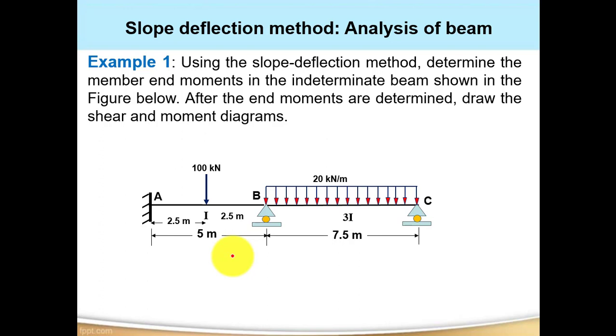Using the slope deflection method, determine the member end moments in the indeterminate beam shown in the figure below. After the end moments are determined, draw shear force and bending moment diagrams.